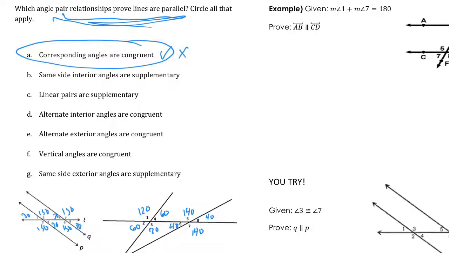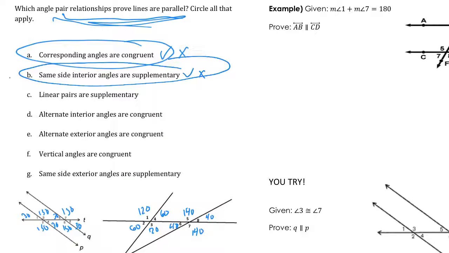Let's look at the next one. Same side interior are supplementary. So 3 and 6 are same side interior. So 130 and 130. Oh, no, those are alternate interior. Same side is 3 and 5. 150 and 30, sorry, is 180. So those are supplementary. 60 and 140 for here and here. Ooh, that's 200. Those are not. So this proves they are parallel, because for not parallel, it doesn't work.